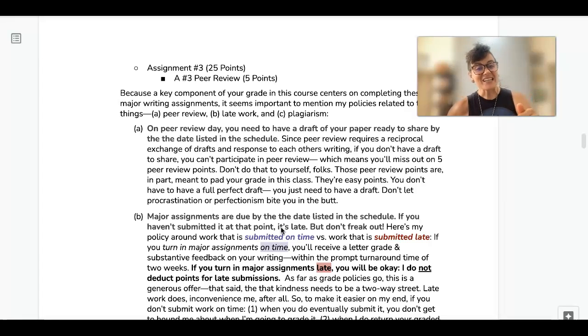So the point is, if you want to do that, if you turn in something late, I don't take off any points. The only thing is when you turn it in late, right? So if it's not at the day and time listed, it's going to be late. That's okay, because all that means is that when I return it to you, there aren't going to be any comments. It's just going to be the grade, okay?